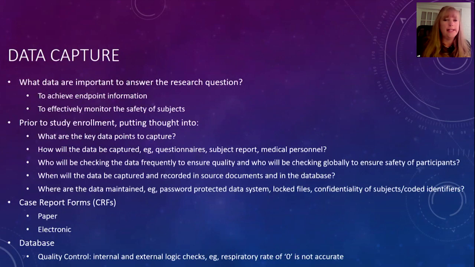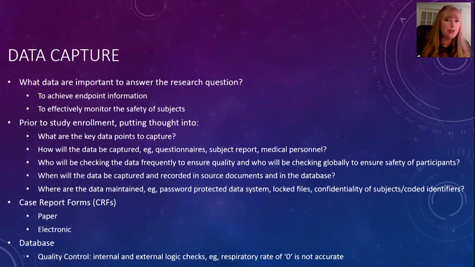There are many ways that data can be captured. It can include direct participant questionnaires or by patient report. It can be by medical and research personnel and by direct lab results. All research data needs to be verified with source documentation, which is where the information was first collected. And then there are other things you have to think about. Who else will be checking the data frequently to ensure the quality? And who will be checking to ensure safety of participants as a whole?